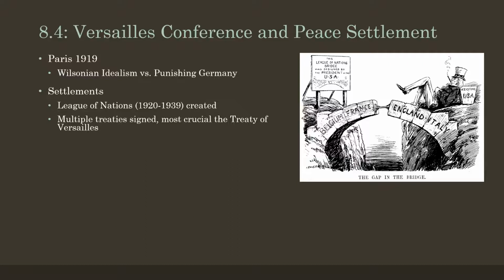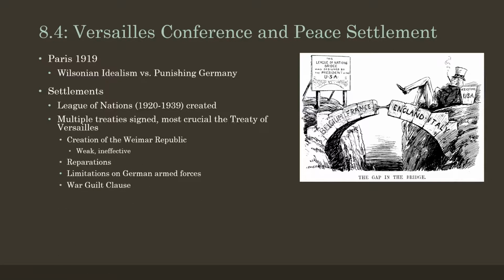Most crucial of these is the Treaty of Versailles, which is the treaty between the Allies and Germany. Real quick, because this is like the third time you guys have covered this, but the Treaty of Versailles does all these things. It creates the Weimar Republic, which is a weak, ineffective government in Germany. It's a democratic government. It is set up to be weak.